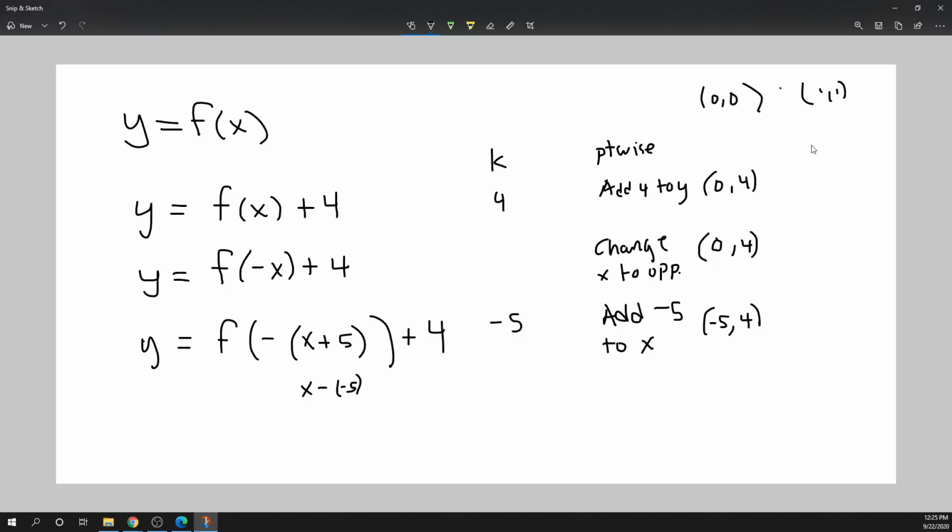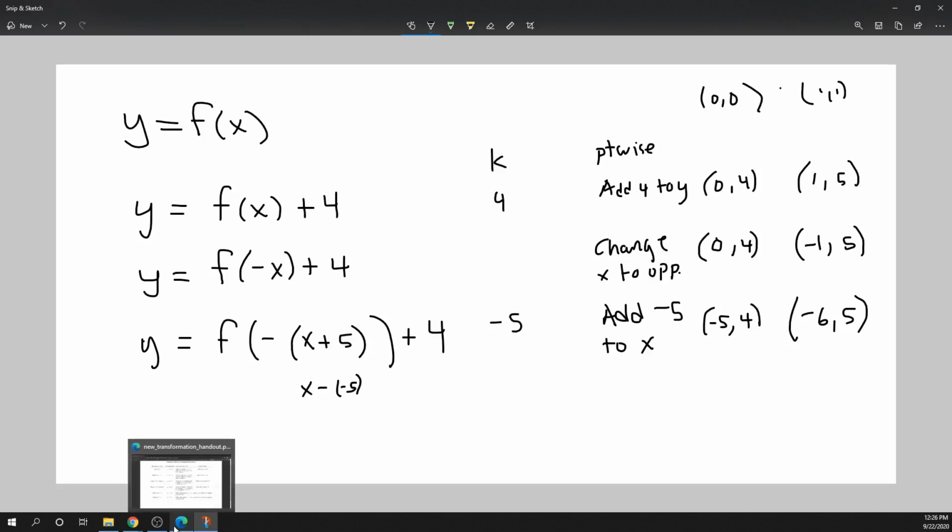All right, and then 1, 1, we would add 1 to the y value. So that would be 1, 5. We would change x to the opposite. So that would be -1, 5. And then add -5 to the x. So -1 plus -5 would be -6. So the point 1, 1 would go to -6, 5.